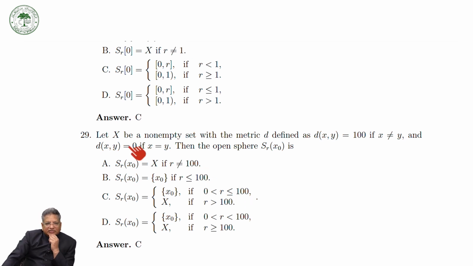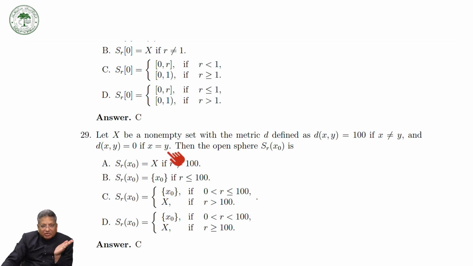Now let X be a metric space and d defined as d(x,y) is equal to 100 if x is not equal to y, and it is equal to 0 if x is equal to y. It means what? It means that it is similar to the discrete metric. In the discrete metric, d(x,y) is equal to 1. But here, what I am writing, d(x,y) is equal to 100.